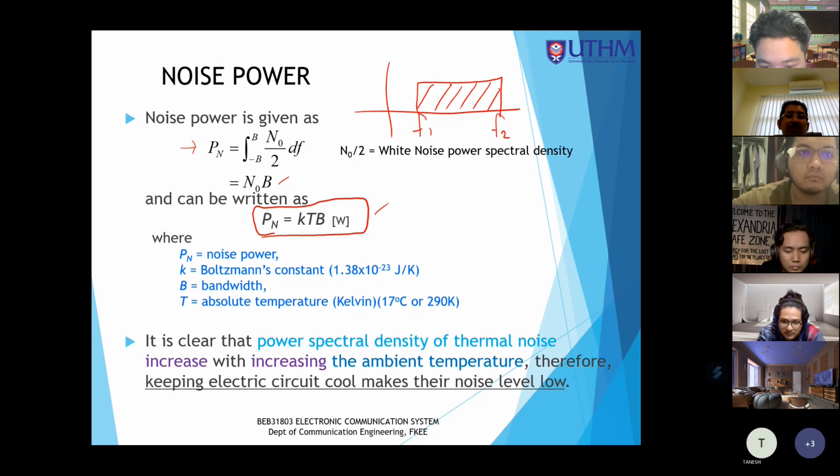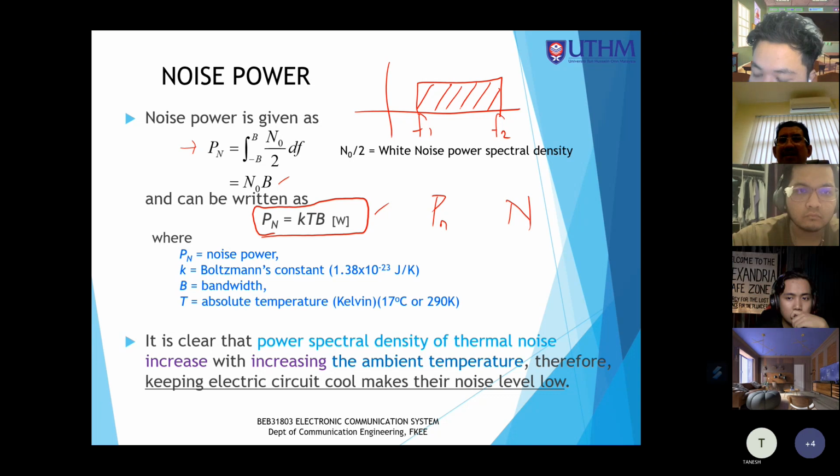Okay, so Pn is a noise power in watt. Okay, so sometimes kita buat Pn ataupun kita boleh juga buat N. Sama je. So nanti you akan lihat dalam you punya syllabus, sometimes dia guna Pn, sometimes guna N. So it is the same thing, which is a noise power. Noise power dalam sebutan watt. Okay, noise power in watt. Boltzmann constant in joule per Kelvin. Okay, and then the bandwidth in hertz. Okay, and then the temperature, the absolute temperature is in terms of Kelvin.